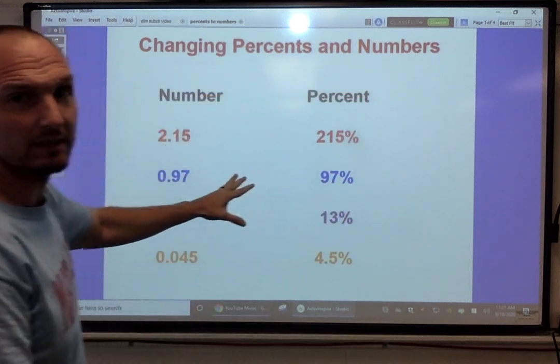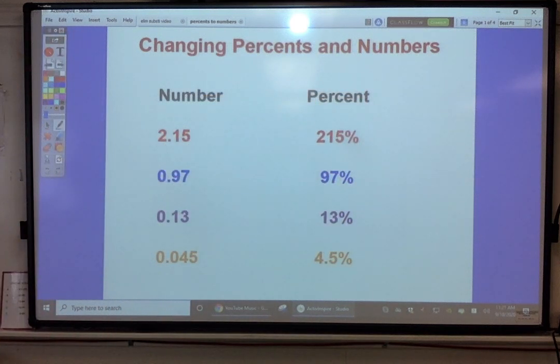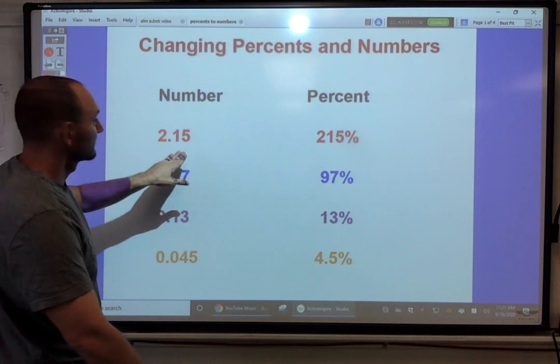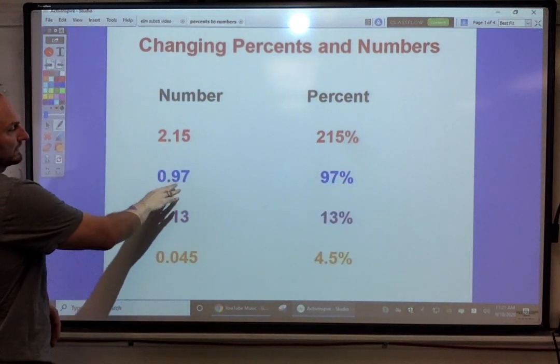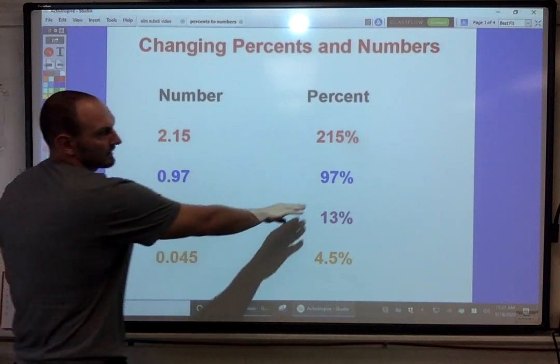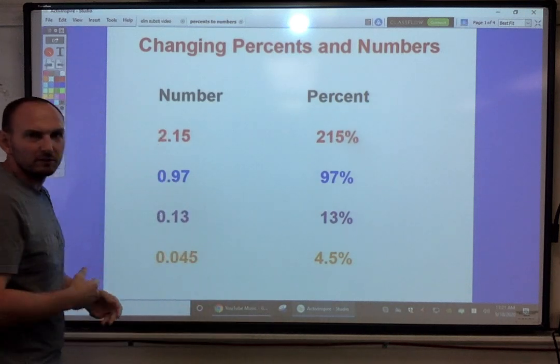So here I've created a table. Let you look at that for a moment and you'll see that I've labeled them with colors, which I don't like to do that too often, but you can see that 2.15 goes with 215%. 0.97 or 97/100 is 97%, and vice versa.